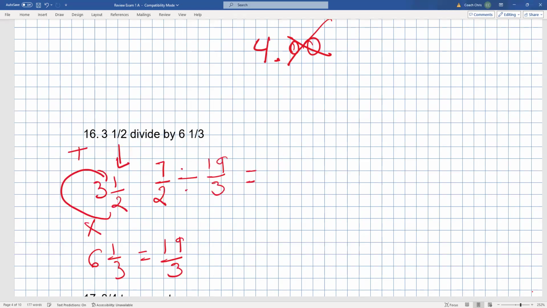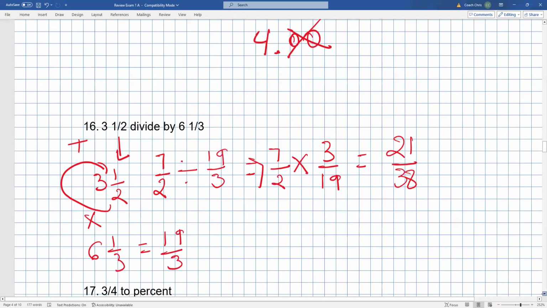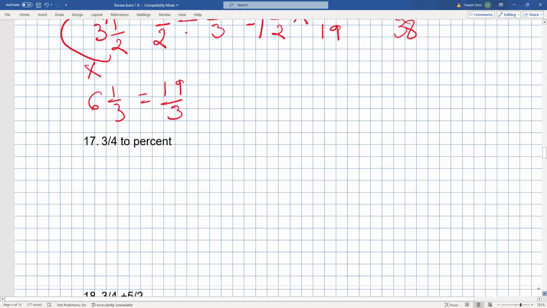What we learned, you're going to keep the first fraction the same. You're going to change the division into multiplication. You're going to flip the second fraction, and when you flip, 3 goes on top, 19 goes on the bottom. So you're going to have 21 over 38. If you need to simplify, you simplify. This is a proper fraction, so you do not have to convert this to a mixed number. You can only convert an improper fraction to a mixed number.